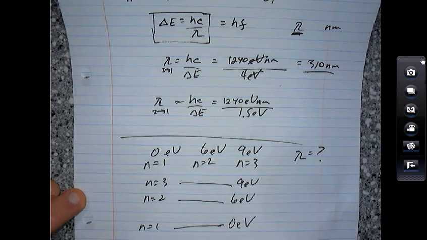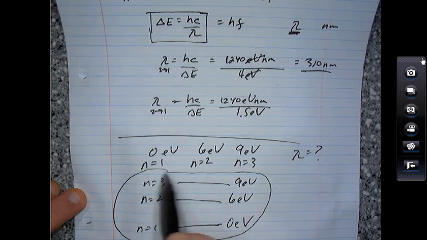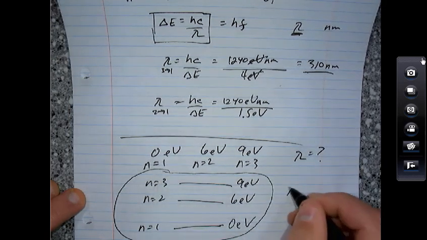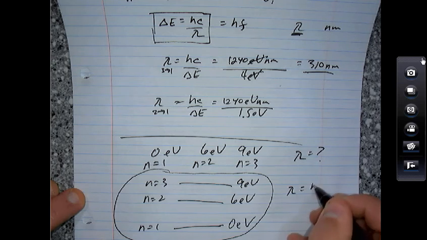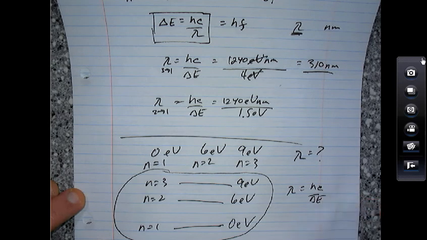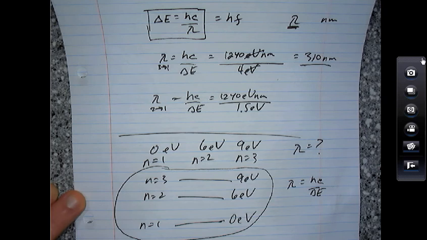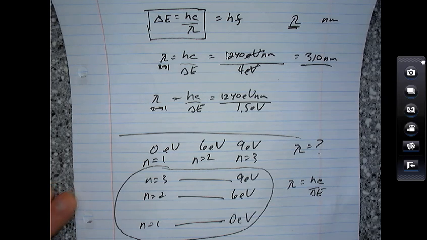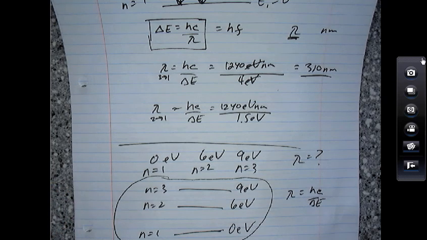So in the emission spectrum, you really have the same exact problem. This is the only difference: you have to come up with this part yourself. But it's the same thing. The wavelength is hc over the difference in energy. And you should have 3 again, 3 different wavelengths. Okay, let's take a look at the final one.